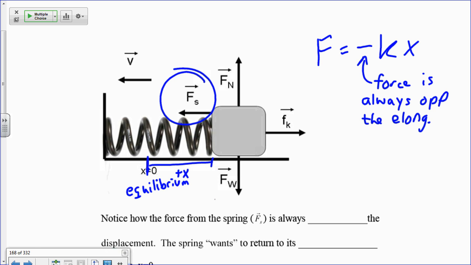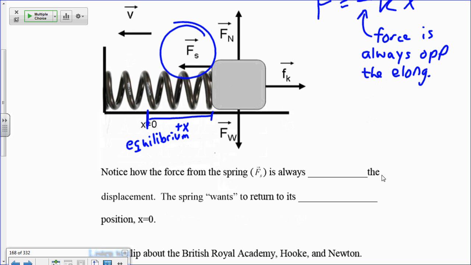Actually, I think I write here. So here, this force from the spring is always opposite the displacement. The spring wants to return to its equilibrium position. The spring doesn't want anything, but you understand what I mean, the forces and the way that they act cause it to move back to that equilibrium position. To say that the spring wants to return to its equilibrium position, that would be reminiscent of who? Who would say that? That we talked about. Aristotle, very good. So he would say that the spring has its natural state.